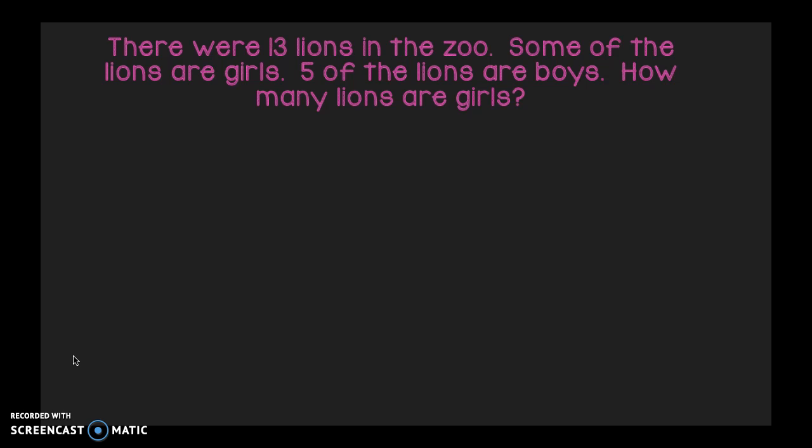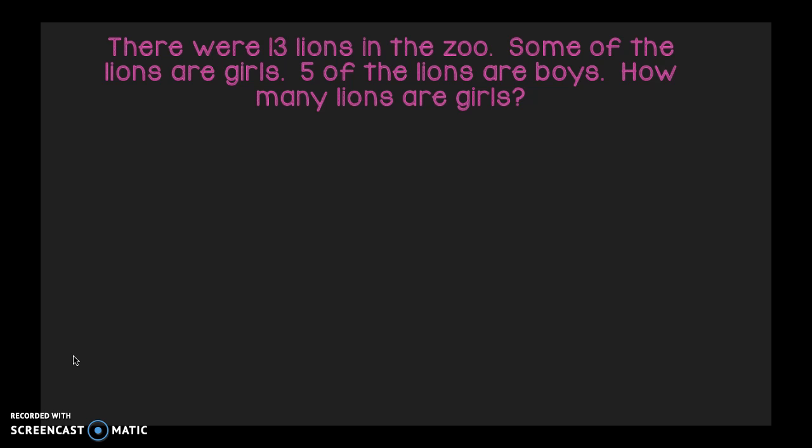There were 13 lions in the zoo. Some of the lions are girls. 5 of the lions are boys. How many lions are girls? Okay, friend, I want you to go ahead and try to solve this problem. I'm going to read it one more time, and then I want you to press pause, and then when you're done, you can check your good work with mine.